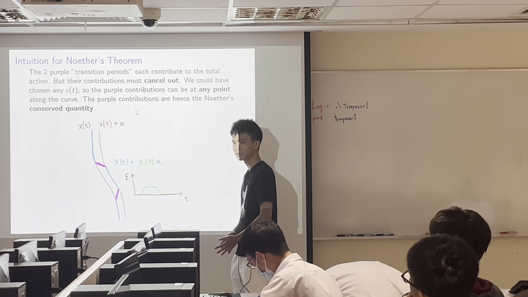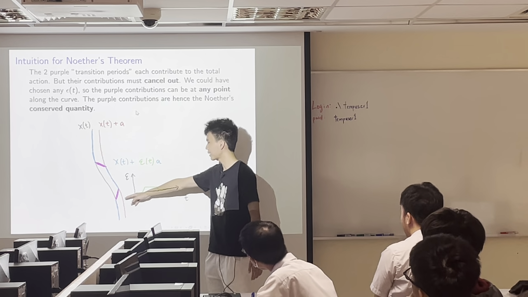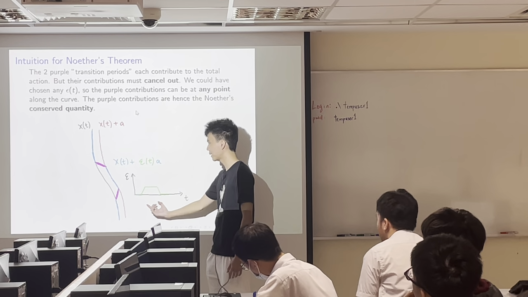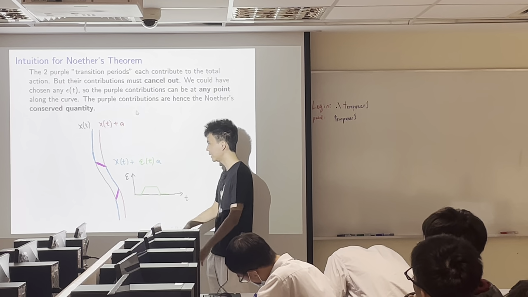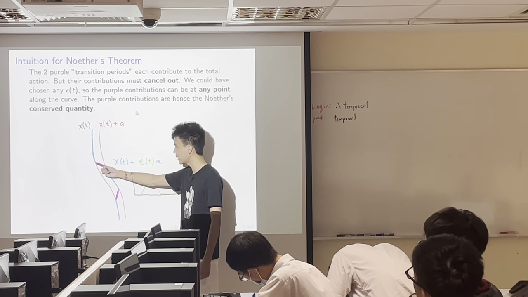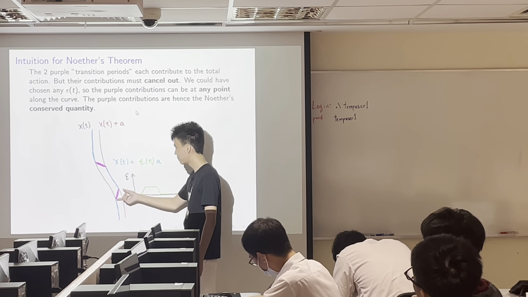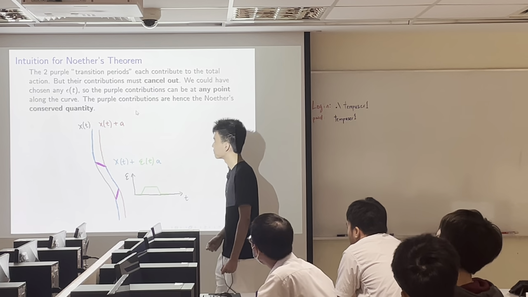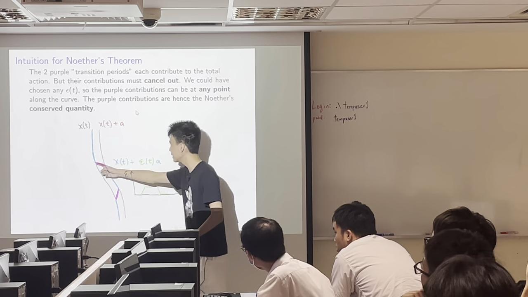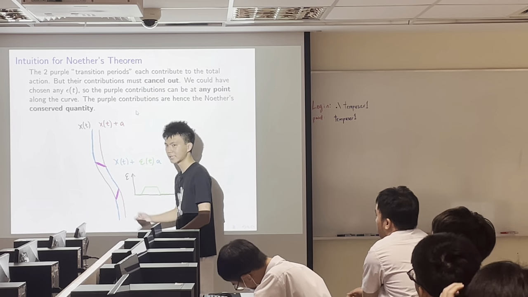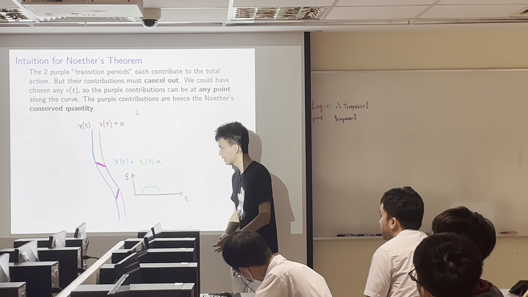This is essentially the Noether procedure. Remember, where does the purple part come from? It comes from our choice of epsilon of t, our choice of bump function. If we chose the bump function to be anything else, we can think of sliding this purple part along the path anywhere we want. So we're thinking of sliding the purple parts along the path, and that essentially generates your conserved quantities. So this is the intuition for it.